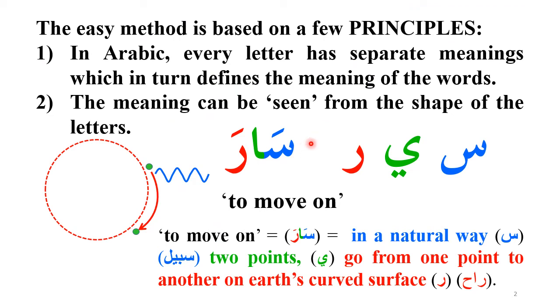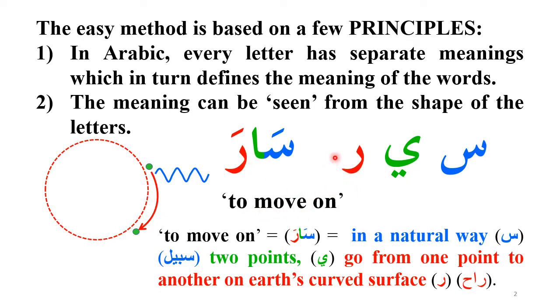As you know, I have discovered a new thing about the Arabic language, in which I'm showing that Arabic can be learned very easily and without much effort because every letter in Arabic has a meaning. For example, here you can see the root letters Sin, Ya, Ra. We get Sara, which means to move on as a verb.